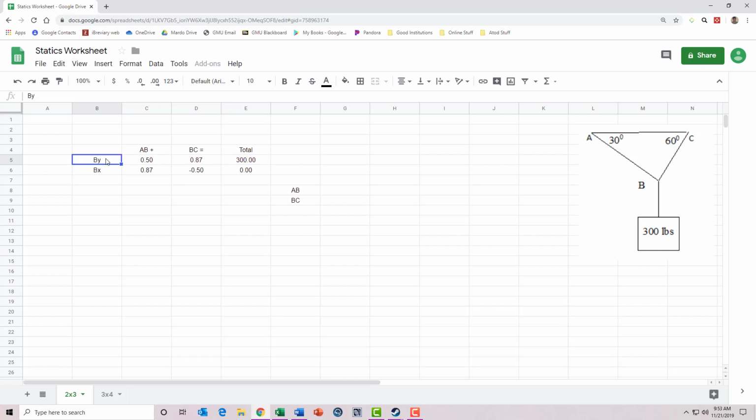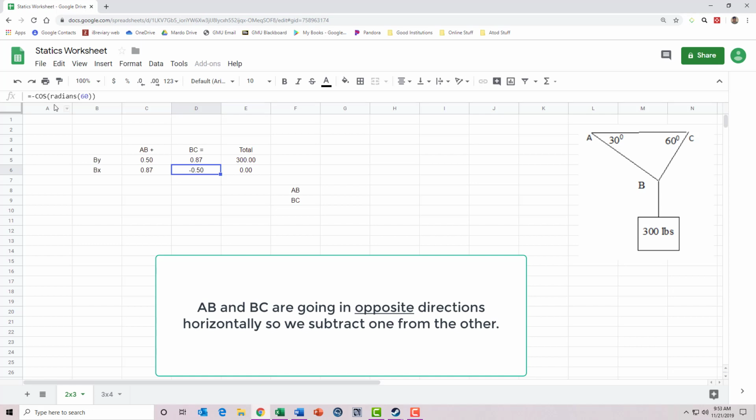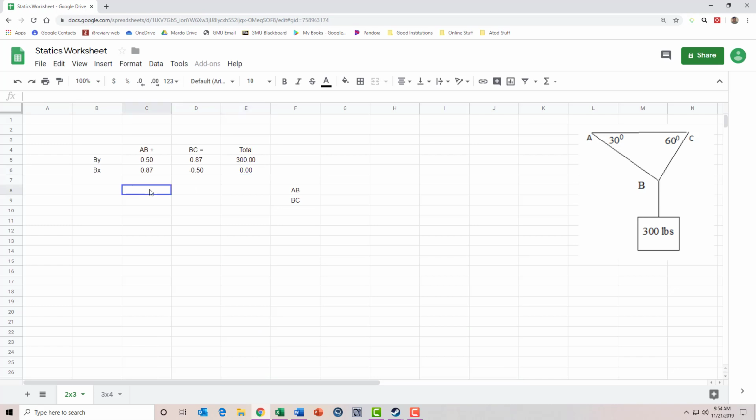Remember, that's in the vertical, and then in the horizontal, AB cosine 30. Now here I have to say minus BC cosine 60 because I'm saying they're equal to each other but they're going in opposite directions. So AB cosine 30 minus BC cosine 60 equals 0. So there's my equation.